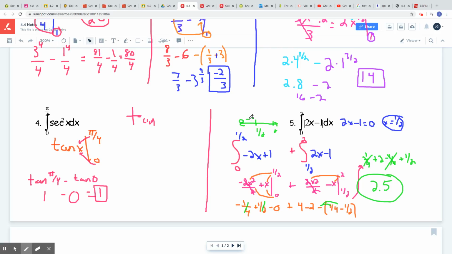So we got a negative here and a positive here. The positive one stayed the same. Where it was negative, it got switched. And then you just integrate and plug in like we did on all the other problems.